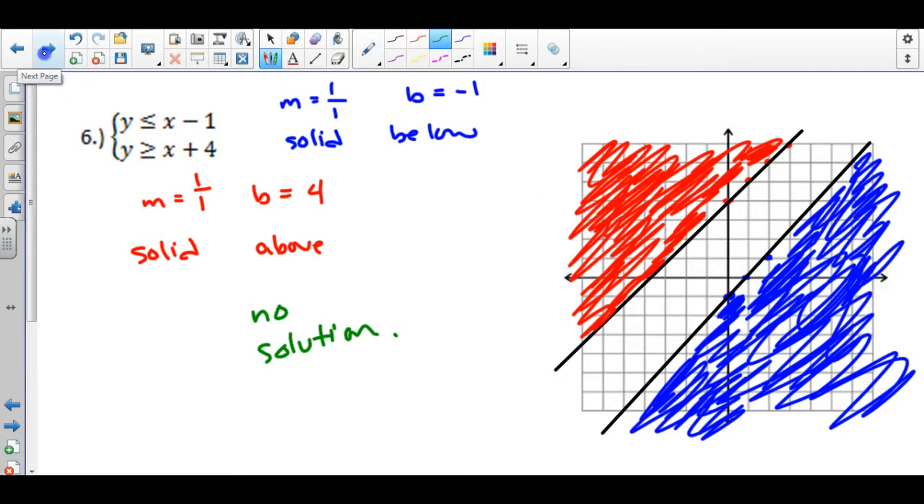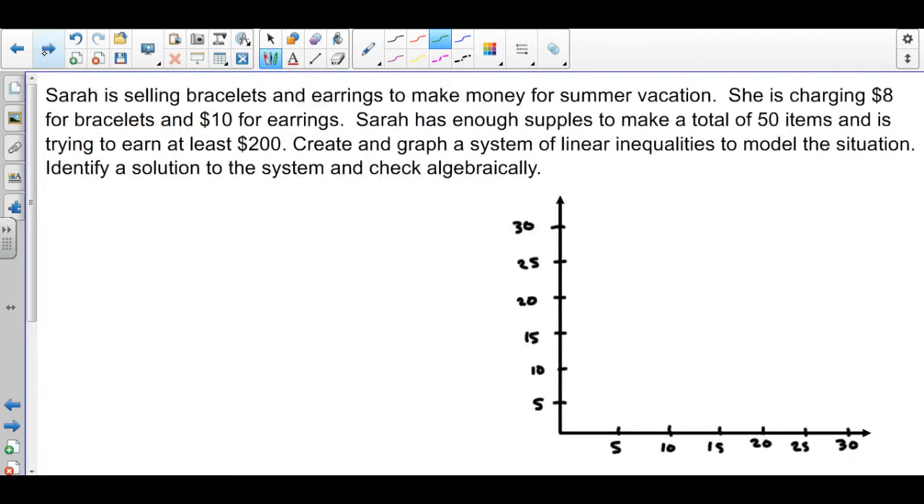So the last problem I want to do then is a problem-solving problem. It's a story problem situation. We're going to create two linear inequalities. We're going to define our variables, and then we're going to graph our solution, and then actually pick a point that works. So the first thing, I'll just read through this.